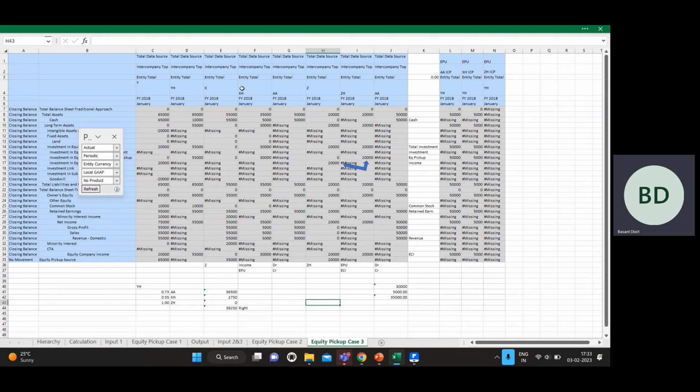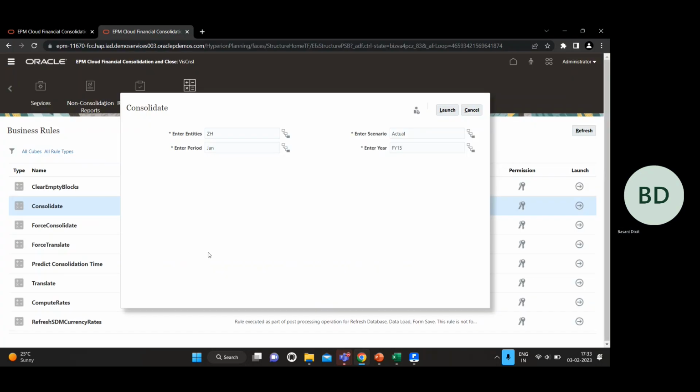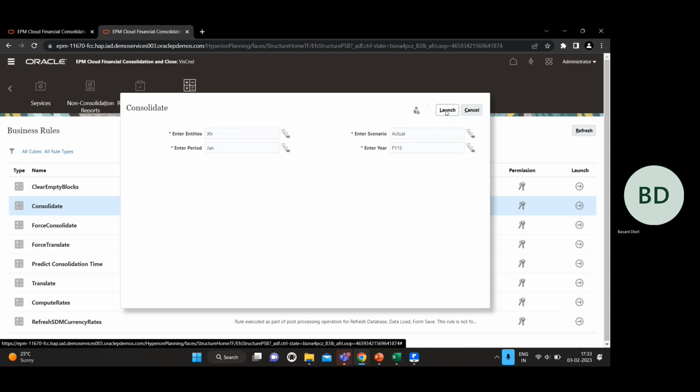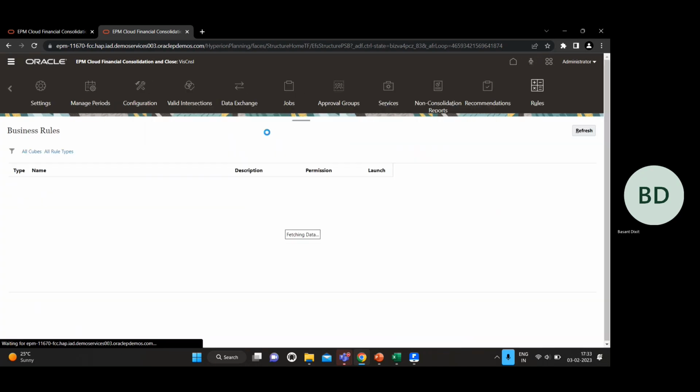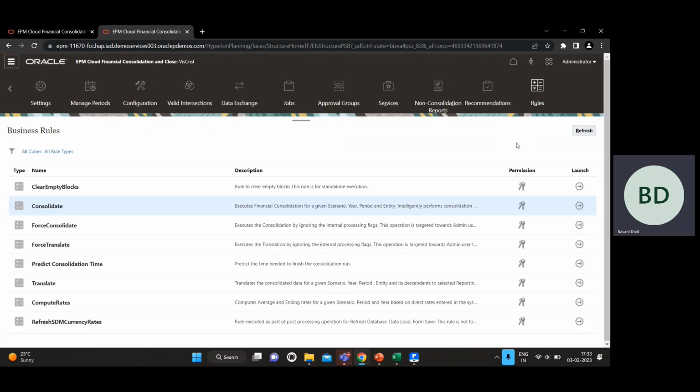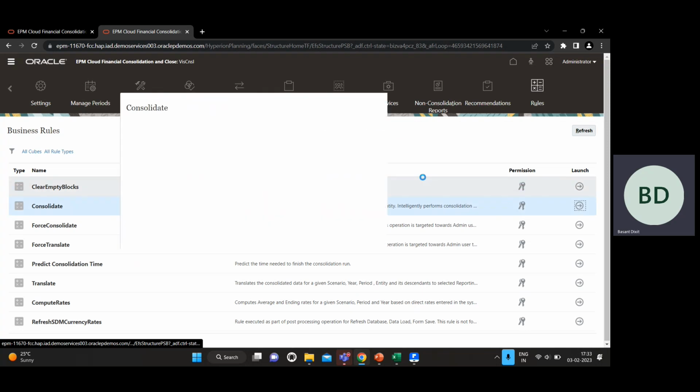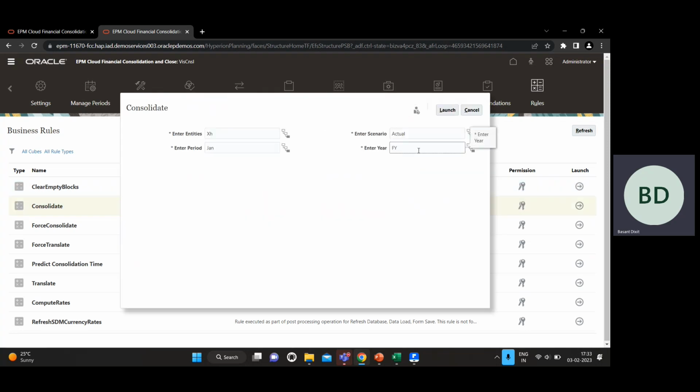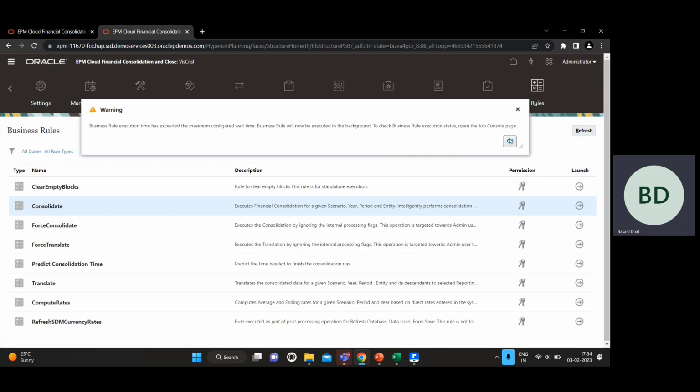Now we are running the rule for XH. One thing we have mistakenly done is that we didn't change the financial year. We have to make it as financial year 18. That is a mistake you can also make. We have to always check the scenario and all the POVs here.